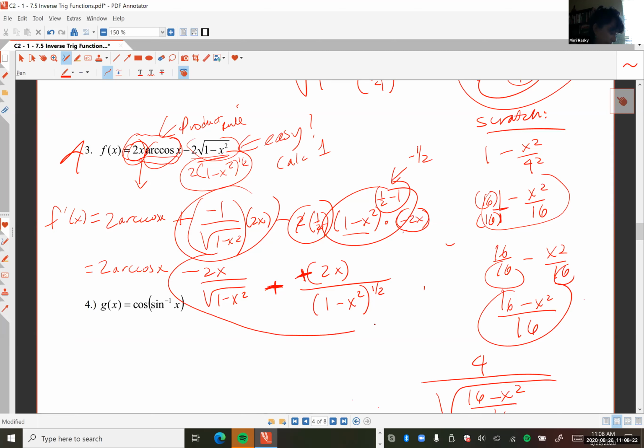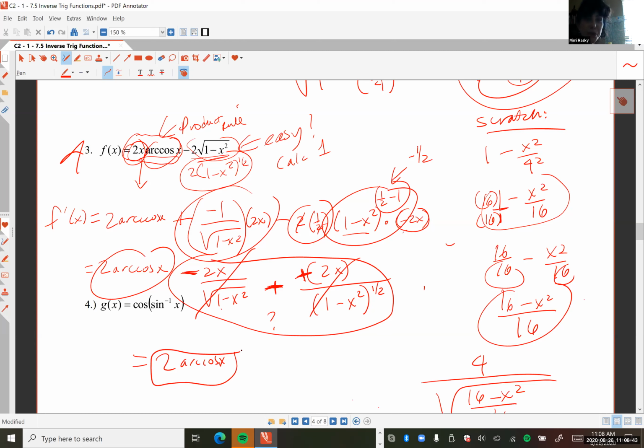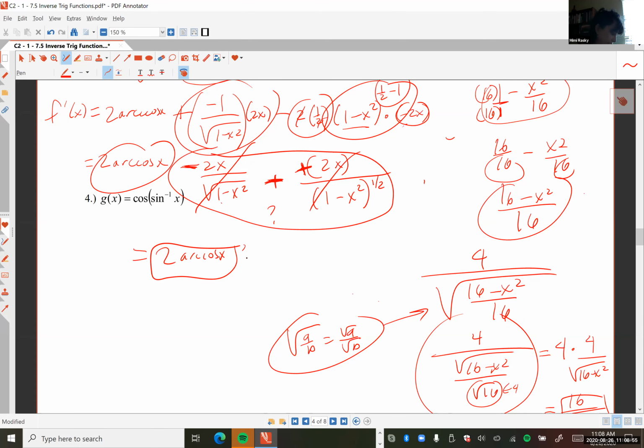Does anybody see anything happening with these two terms? They're the same. They cancel each other. You see we have the opposite of this and then we add it to the positive, yeah, these add to 0. Final answer, 2 arc cos x. Does that always happen? No, but I just put that problem on my lecture notes because I thought it was sweet. Because it can happen. Okay, so this is the answer to 3. I didn't give myself enough room, obviously.